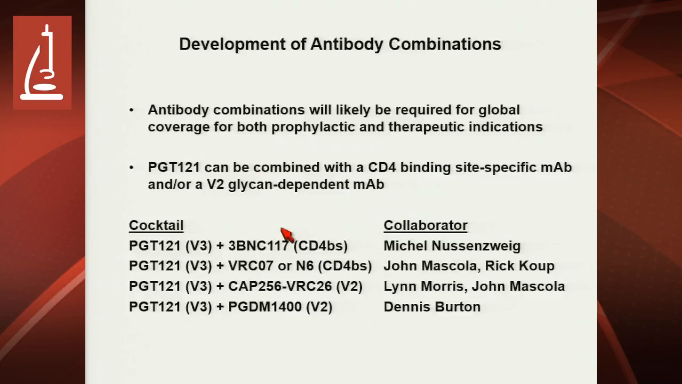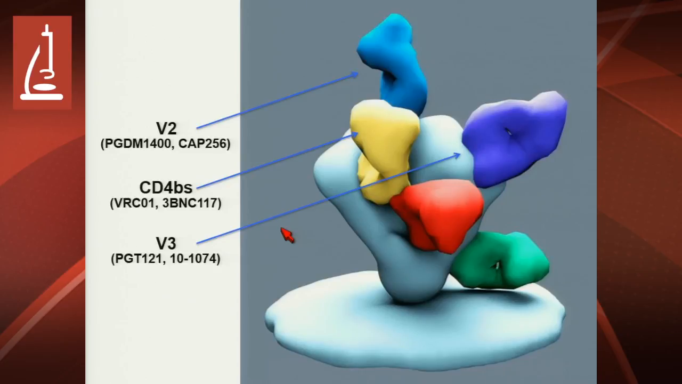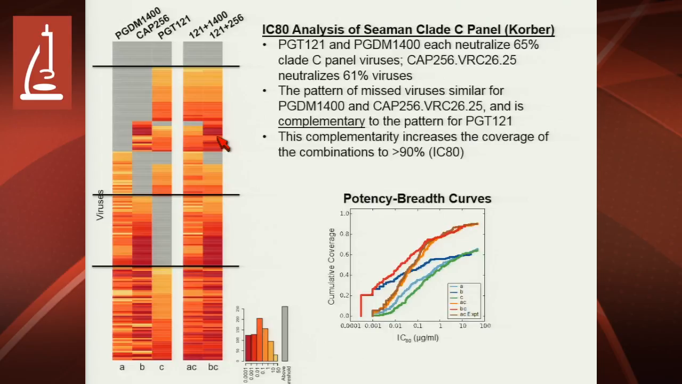And I'll conclude with just a few comments about antibody combinations. It's likely that a single antibody will not be sufficient for either prophylactic or therapeutic purposes, and so we're very interested in combining PGT121, which is a V3 antibody, with either CD4 binding site antibodies or V2 antibodies. I won't go through all the specifics, but here are the different locations again. We're particularly interested in combining PGT121 with one of these antibodies in the V2 region for the simple reason that if you look at all the viruses, there is very good complementarity in terms of coverage of the V2 antibodies and the V3 antibodies.